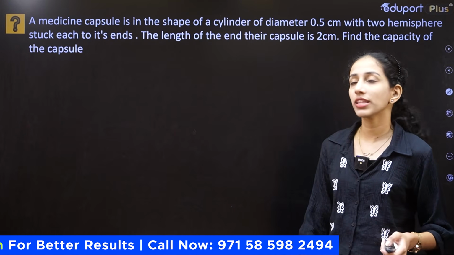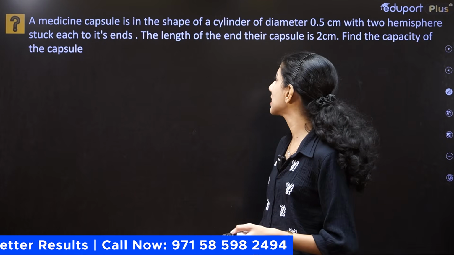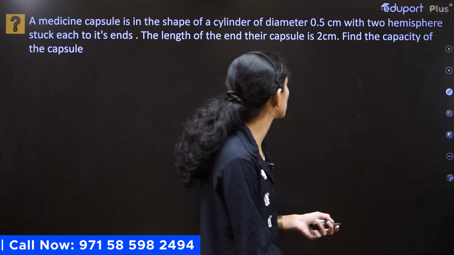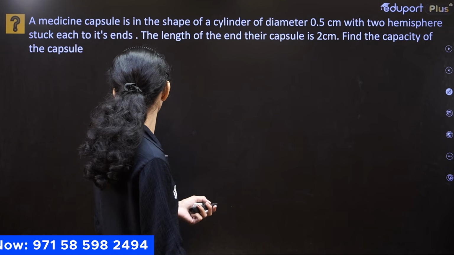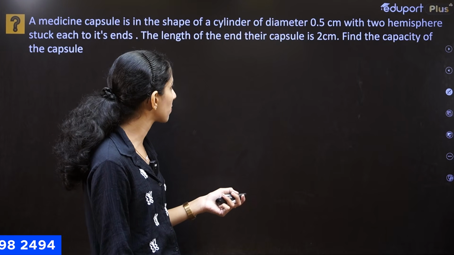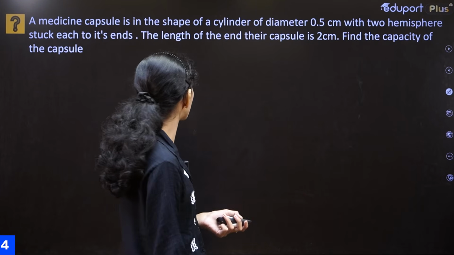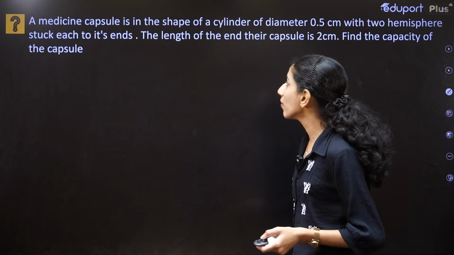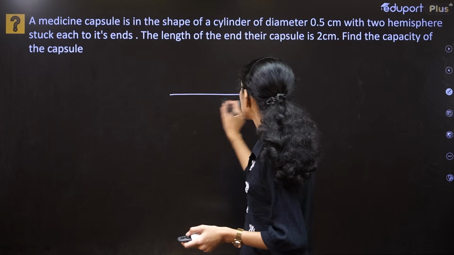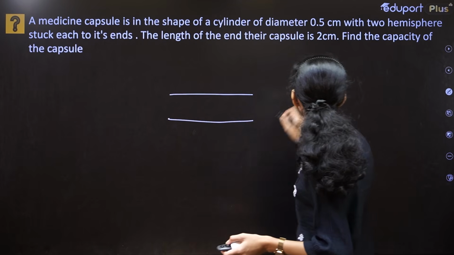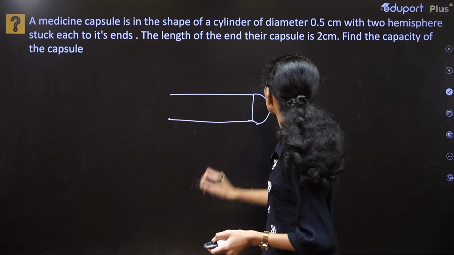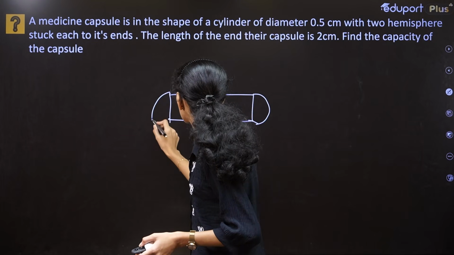Then we are moving to another question. A medicine capsule is in the shape of a cylinder of diameter 0.5 centimeter with 2 hemispheres stuck to each of its ends. The length of the entire capsule is 2 centimeter. Find the capacity of the capsule. Okay, so here we have a capsule. What is the shape of that capsule? Here we have a cylinder and each end is combined with a hemisphere. So it will be like this.